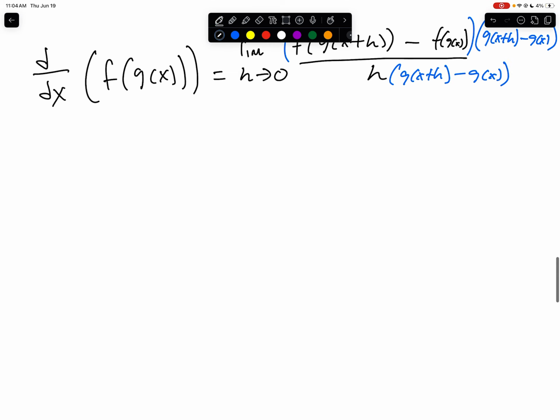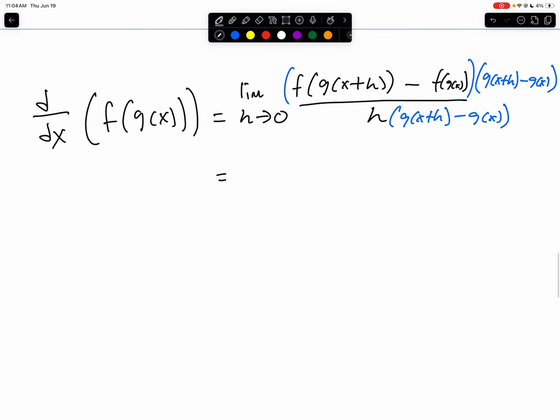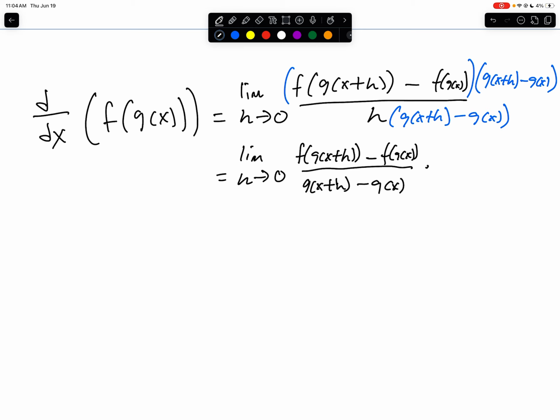And so now we get this limit here. What I'm actually going to do here is switch the denominators. So I'm going to make it here as f of g of x plus h minus f of g of x all over g of x plus h minus g of x. And then here we'll have g of x plus h minus g of x all over h. Okay, what I did here is I just flipped the denominators.